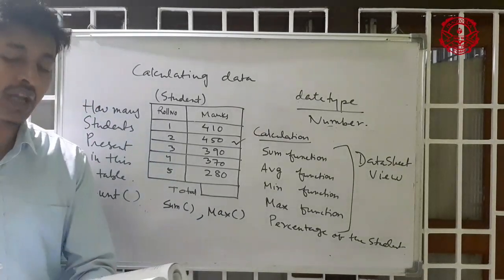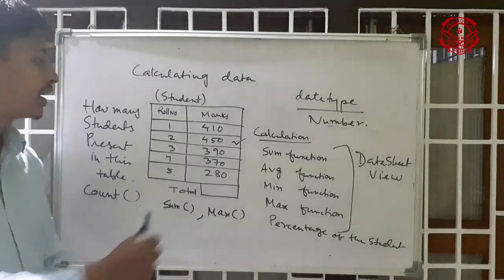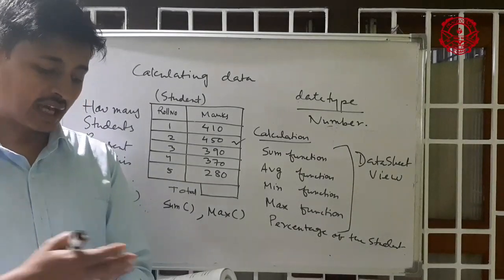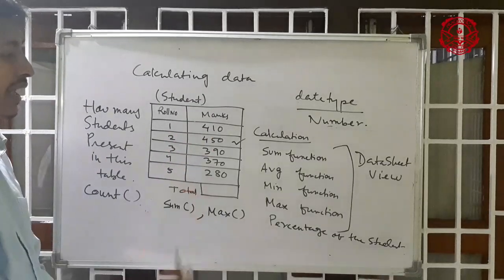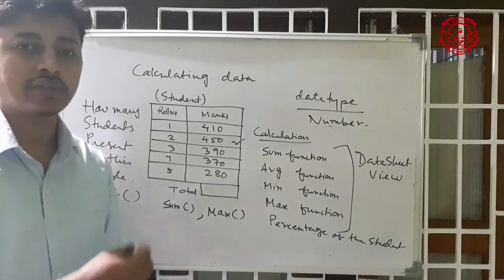Now see, the next thing is the steps. The steps are given here, how to calculate the calculations of a field. So you read the books and you can see how to calculate the things. Very easy. First you have to select the field, and after that you use the sum, max, average, min, max, count, anything.